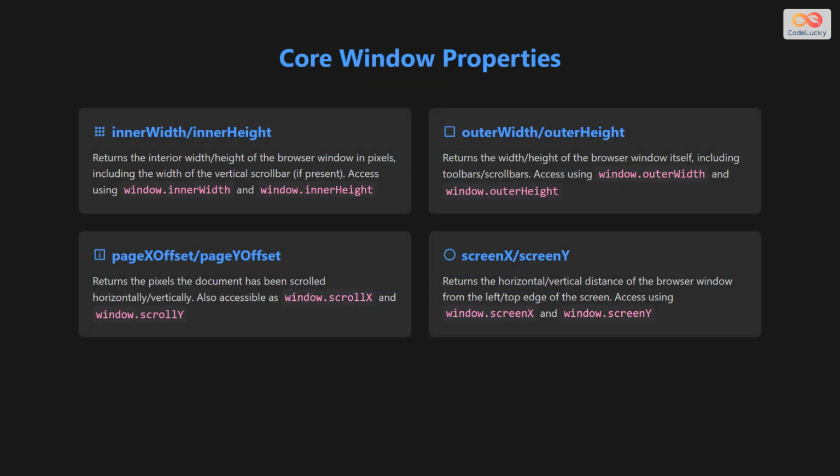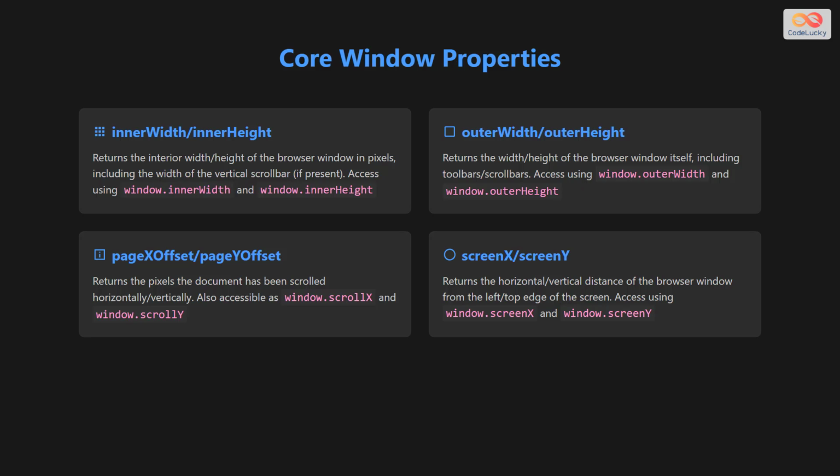Let's explore some core properties of the window object. The innerWidth and innerHeight properties return the interior width and height of the browser window in pixels, including the width of the vertical scroll bar, if present. You can access these values using window.innerWidth and window.innerHeight. The outerWidth and outerHeight properties return the width and height of the entire browser window, including toolbars and scroll bars. These are accessible using window.outerWidth and window.outerHeight.